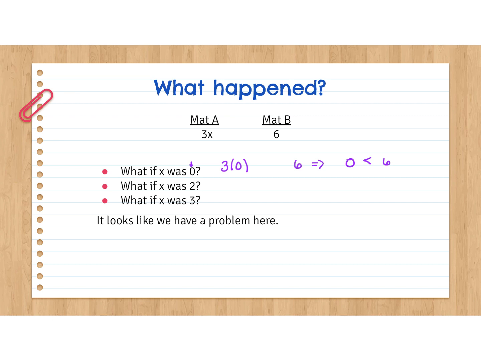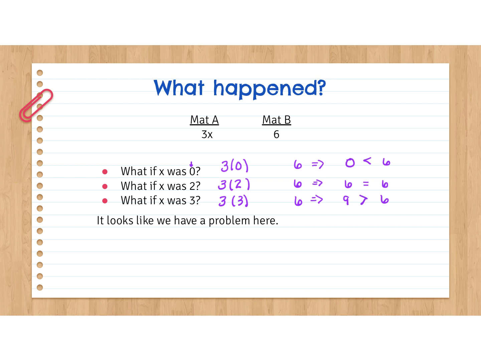Let's take a look about what would happen if X was 2. So we're going to have 3, and then wherever there's a variable, we're going to have parentheses and put the number 2. 3 times 2 is obviously 6, and we're taking a look at the value of 6, so that means at this point, they're equal. What about if 3 was the value of X? Well, 3 times 3 is equal to 9. That would mean at this point, mat A was bigger.